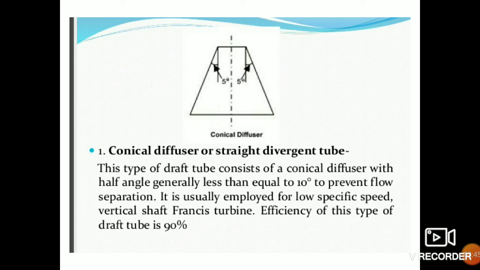Let's take a look at some of the draft tube classifications. First of all, the straight divergent type. The shape of the tube is like a frustum of a cone with a maximum cone angle of 10 degrees. If the cone angle is more than 10 degrees, loss of head will occur due to cavitation. The lower end of the tube is submerged nearly 1 meter in the tail race. This type of draft tube is used in Francis turbine.